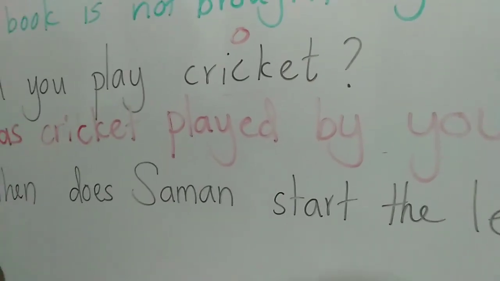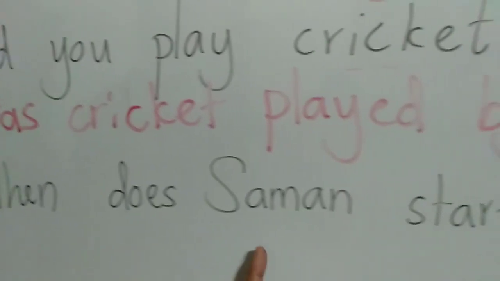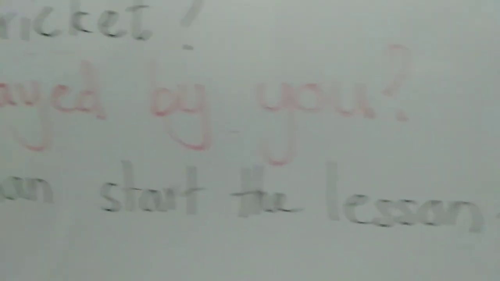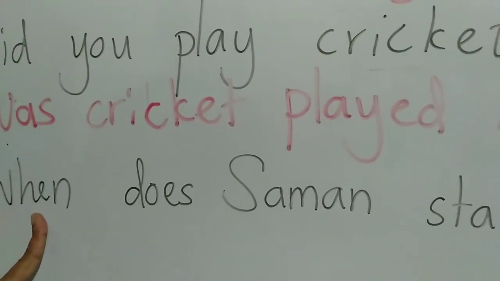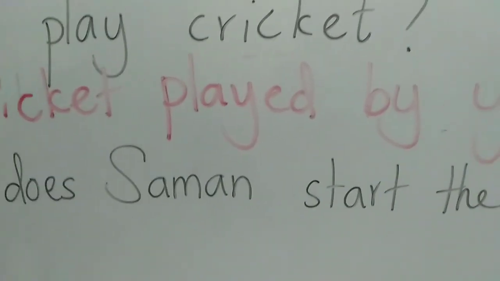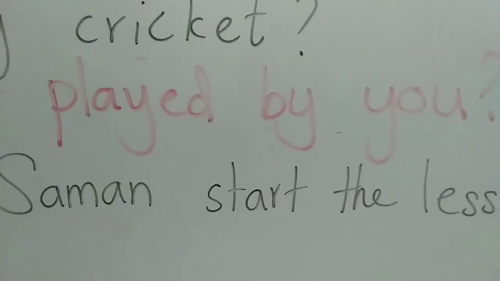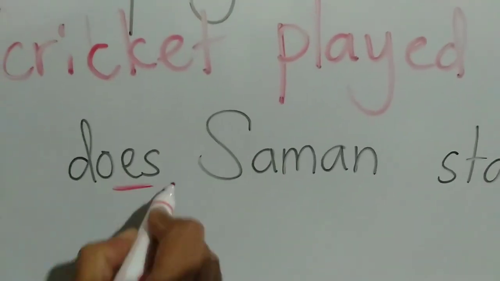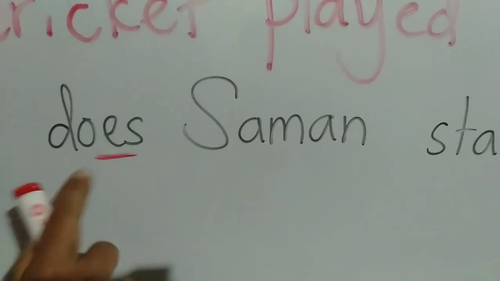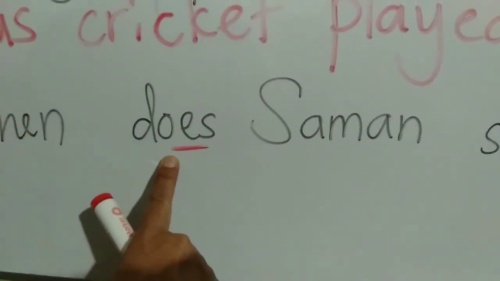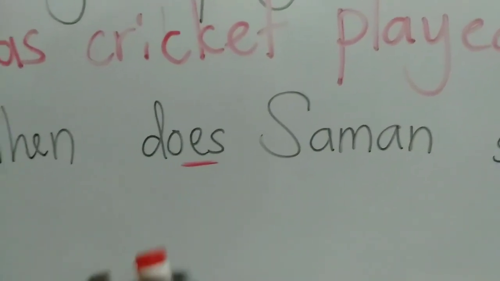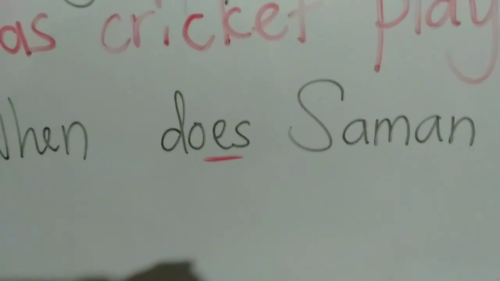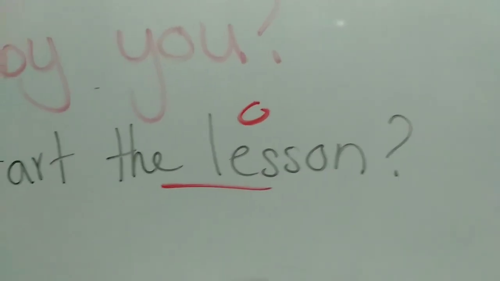Okay, let's see the next example. When does someone start the lesson? There's a question word. You want to be very careful with that. You write now passive question. This does represents simple present tense. You remind the rule what it is. Am, is, are plus past participle. Okay. The object is the lesson.